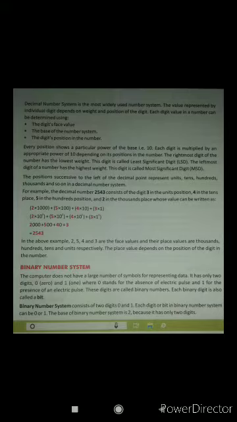Like this we will convert and count in all the number systems: decimal, then binary, octal and hexa, we will count like this only. In the above example, 2, 5, 4 and 3 are the face values and their place values are thousands, hundreds, tens and units respectively, as I told you. That we already know, so that's very simple to understand.